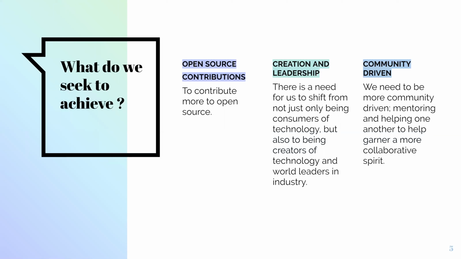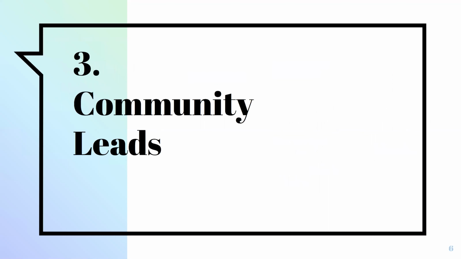Try to correct them when they're making mistakes. Mentor newbies and help one another, so that we can have a more collaborative spirit, and that way we can build more and contribute more to the community. In the long run, it's going to help all of us build ourselves and build our skills. So those are the three things that we seek to achieve in the short to long term, at least. And I think that's about it.